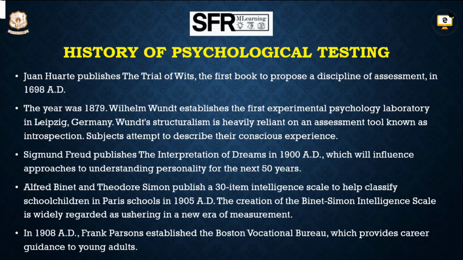In 1900 the Vocational Bureau was started. The Vocational Bureau aimed at giving career guidance to young adults, and it also focused on helping individual intellectual and emotional functioning. And the first personality test was given by Robert Woodworth. The tool was called the Woodworth Personal Data Sheet, and there are various measures to assess personality.